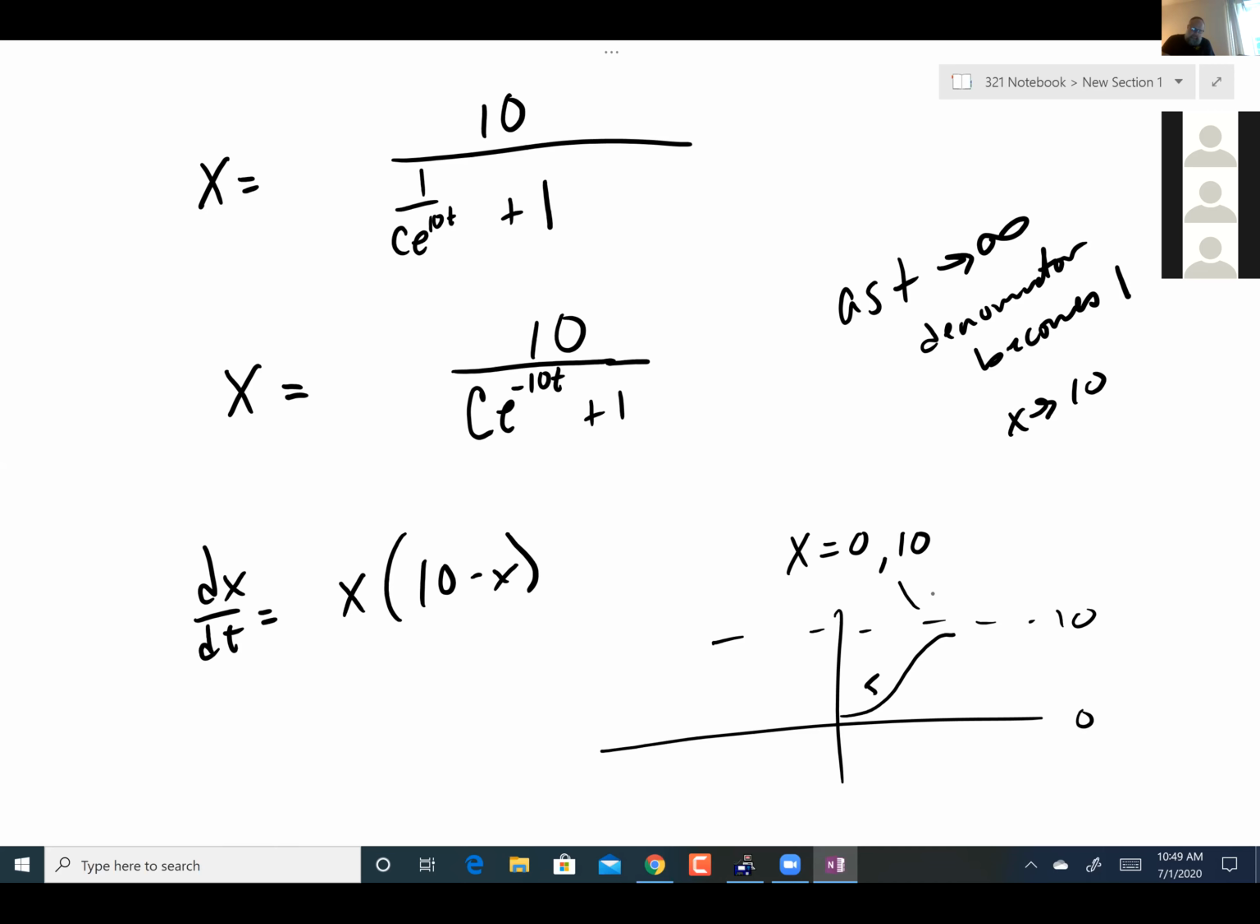And so if you think about that, it makes sense. This is positive times a negative. They're going to have negative slopes up here. But in either case, what's going to happen? It's going to tend to that amount. And so we call this amount the carrying capacity.